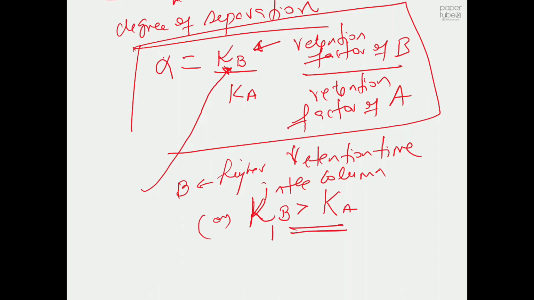Which means A will elute first and B will elute second. So that's how we define a separation factor.